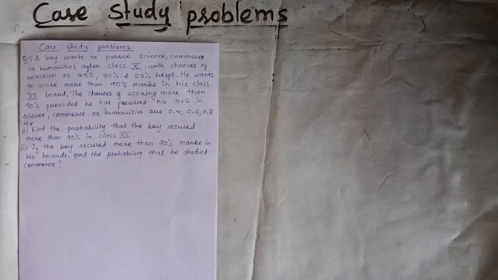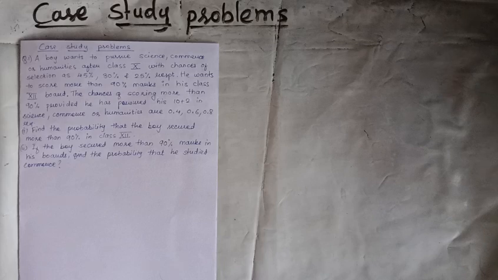And the second question is, if the boy secured more than 90% marks in his boards, find the probability that he studied commerce. Now this question is based on the Bayes theorem, right? Because from the data which is given, you can figure out that this is from Bayes theorem. So let's first write the events.